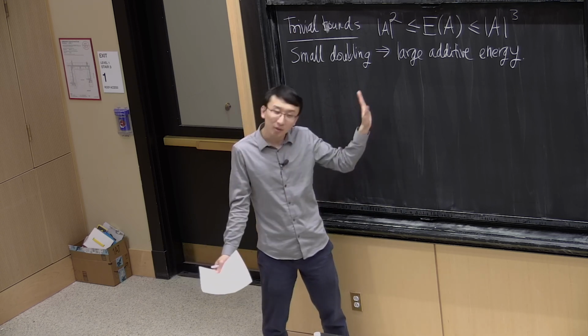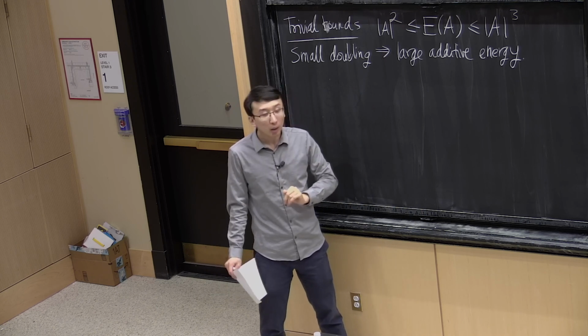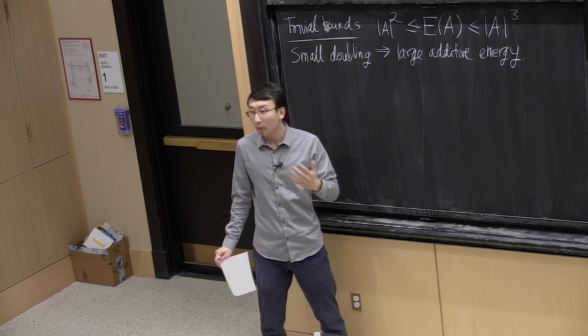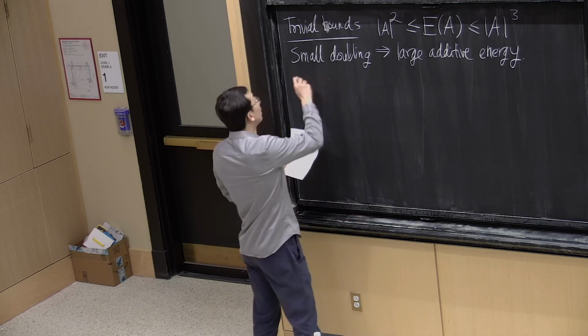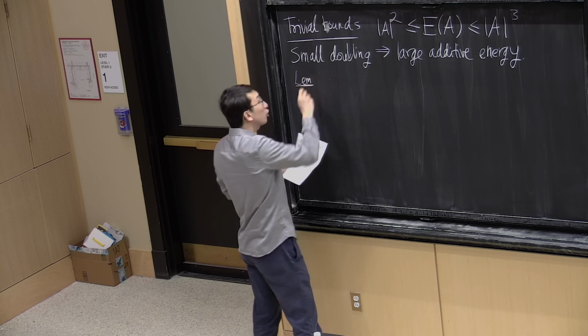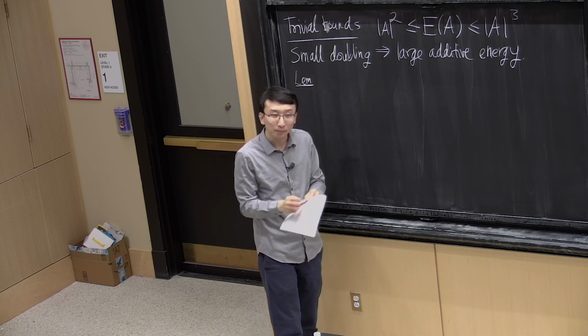And okay, so I'll show you the proof of this in a second. It's not hard. But the real question is, what about the converse? Right? So can you say much in the reverse direction? But first, let me show you this claim that small doubling implies large additive energy.